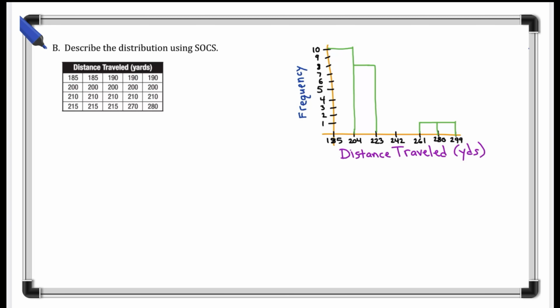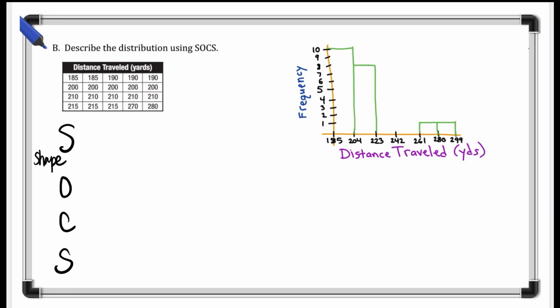Now we're going to use the information that we have from the histogram that we made from the data, and then we have the data table right here again, and we're going to describe the distribution using SOCS. So the first S stands for shape. We want to talk about what is going on with the distribution.